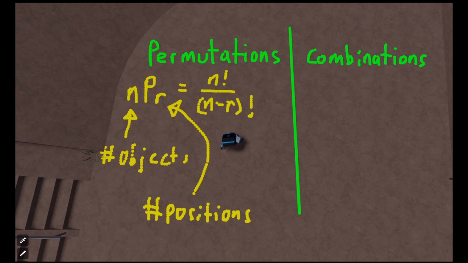As an example, let's say you're putting 6 books on a bookshelf and there's only space for 4 books. You'd have 6 objects, your 6 books, and 4 positions that you can put them in because there are only 4 spaces to put the books. So that's what n and r would be in that example.